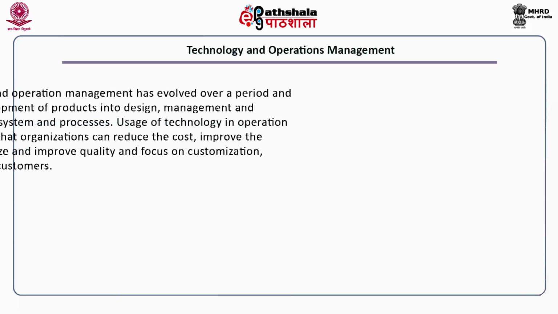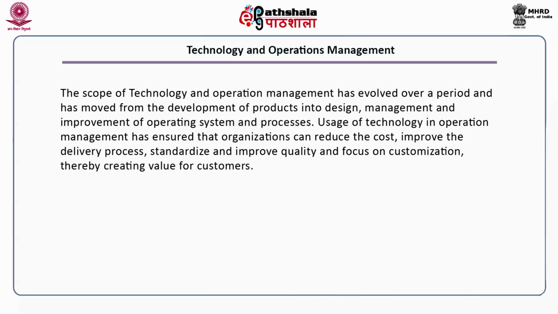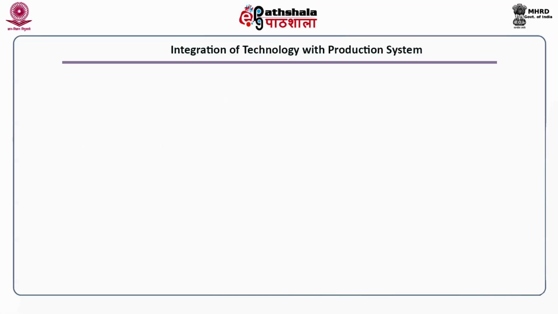Technology and operation management. The scope of technology and operation management has evolved over the period of time and has moved from the development of product into the design, management and improvement of operating systems and processes. Usage of technology in operation management has ensured that organizations can reduce cost, improve the delivery process, standardize and improve quality and focus on customization, thereby creating value for the customer.